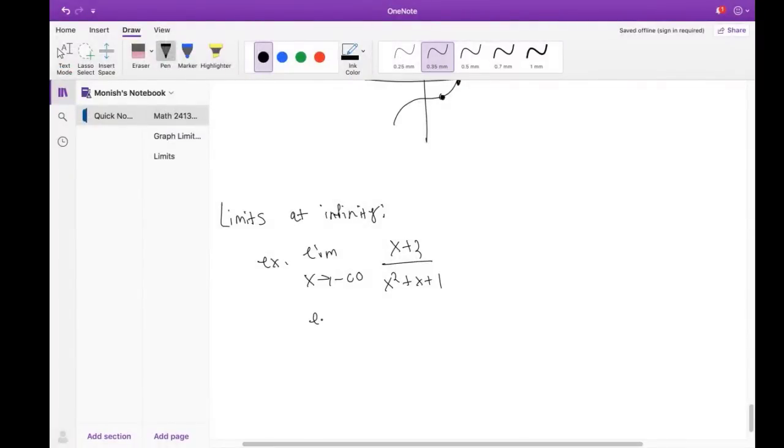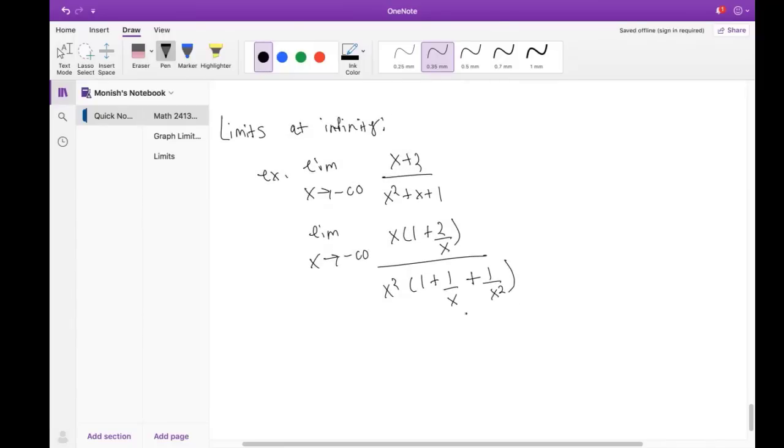Yeah, so I would take out the highest degree of x from the numerator and denominator. In this case, the highest power of x in the numerator is just x, and I could factor out x, leaving 1 plus 2 over x. Over here, the highest power is x squared, so 1 plus 1 over x plus 1 over x squared. And from here, you can take out 1 x here and 1 x here.